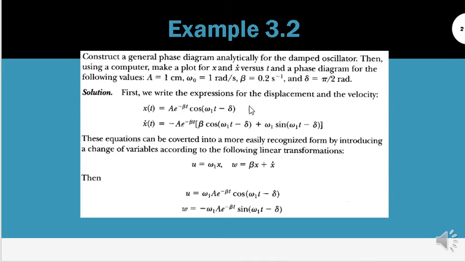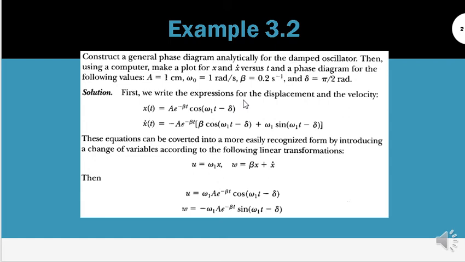This equation has already been discussed by our instructor. This is the general solution for the underdamped oscillation case. As you can see here, we have a sinusoidal component, and at the same time we have a damping component. So underdamped oscillation is a combination of damping and oscillation. That is why it is called underdamped oscillation.